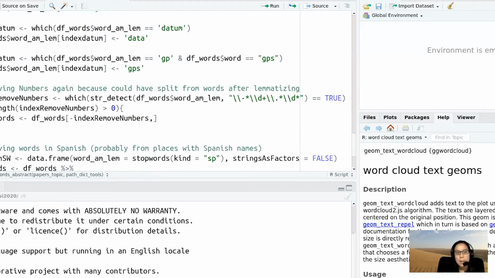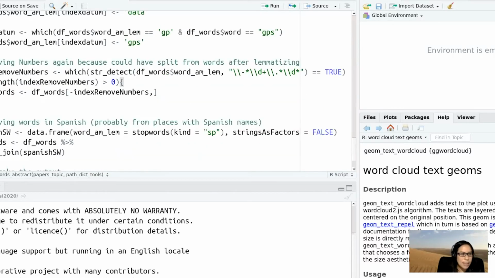After that, somehow I still had some numbers put together during the lemmatizing, so I removed numbers again. And then this is not a problem with the tweets, but for my own research, because I was researching papers in the US. A lot of places in the US have Spanish words, Spanish names, essentially the places that used to be part of Mexico. And so I wanted to remove some stop words in Spanish as well. So I put that in the function.